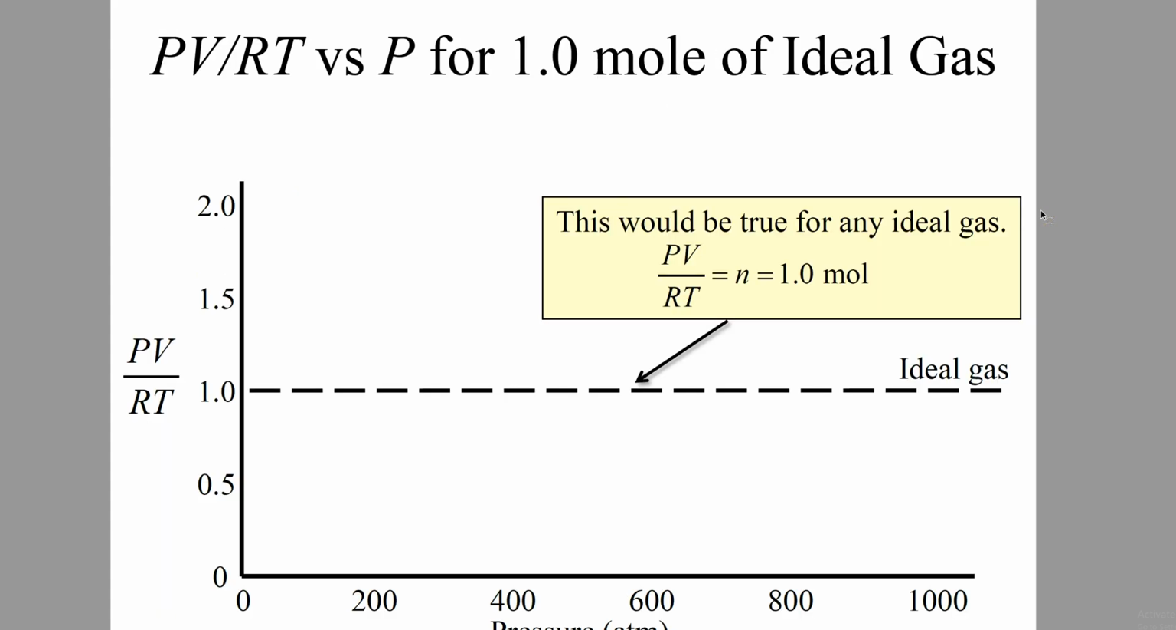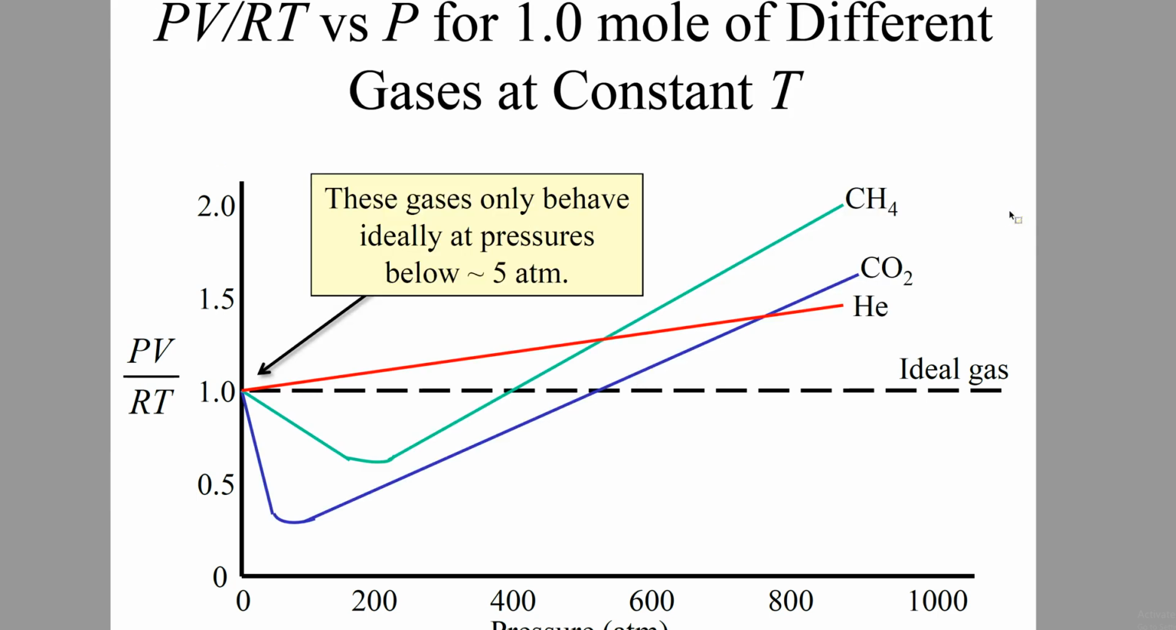Now here's an example of PV over nRT versus pressure for 1 mole of an ideal gas. So if I take a look at an ideal gas, this would be n equals 1 mole. If I do the ratio of PV over RT and I give you 1 mole of that, that's how it should look. However, if we change it a little bit and it's below 5 atm, you definitely get a change if you're increasing the pressure.